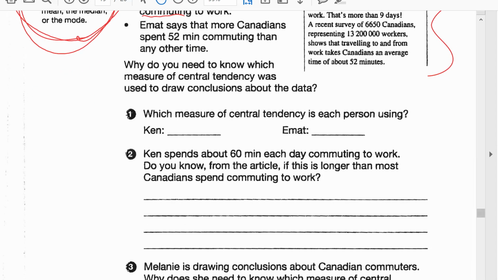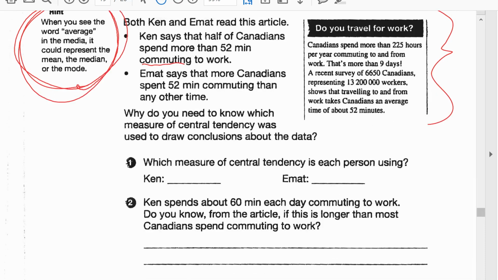So which measure of central tendency is each person using? Well, Ken is saying half of Canadians spend more than 52 minutes commuting to work, so that's a median. And Matt says that more Canadians spend 52 minutes commuting than any other time. That would be the mode.